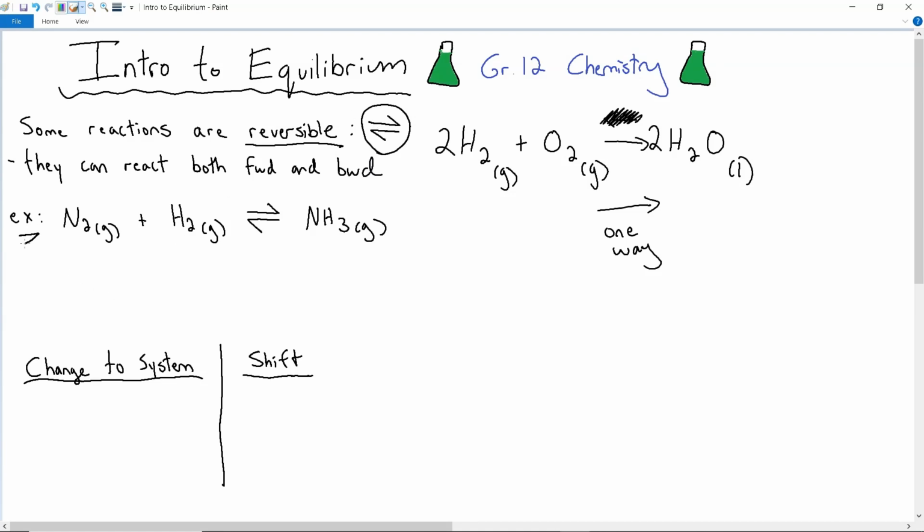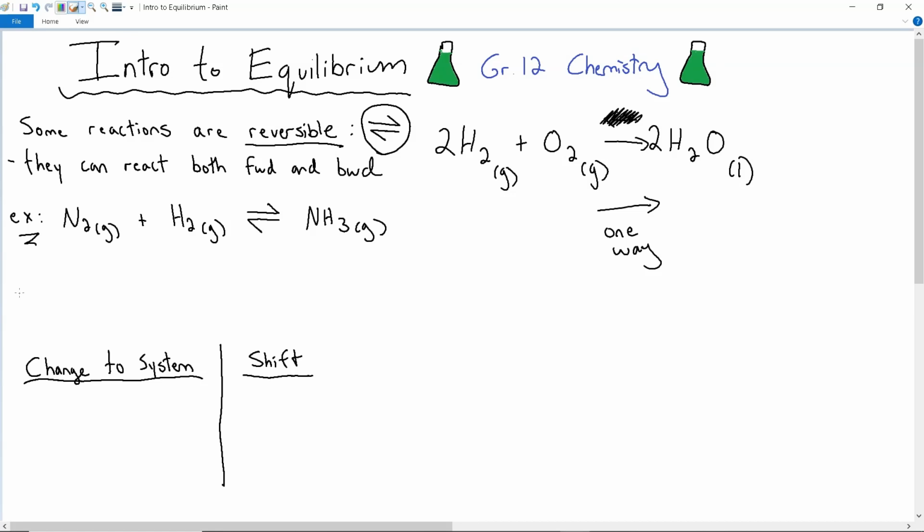So in this example here, we have nitrogen gas and hydrogen gas reacting to give us ammonia. But what can also happen is the ammonia can go back and break down into nitrogen and hydrogen. So this means that the reaction is reversible and we can have a forward and a backward reaction.